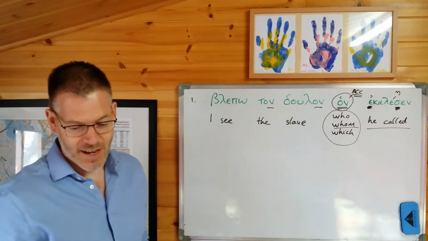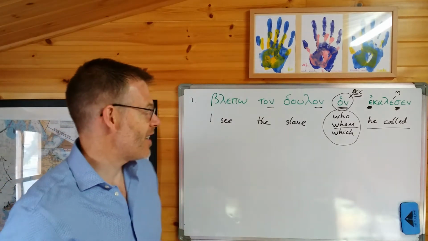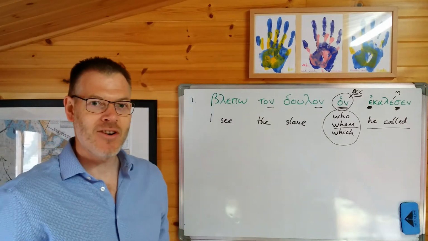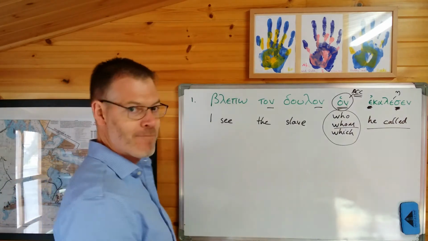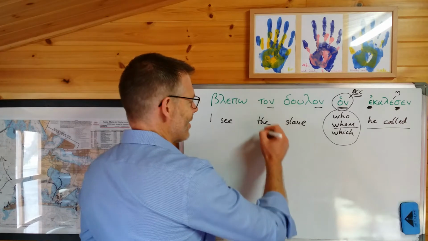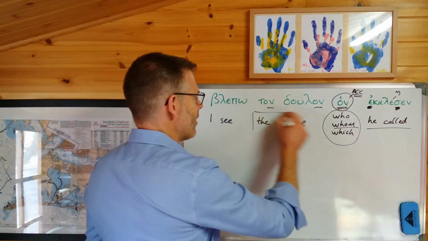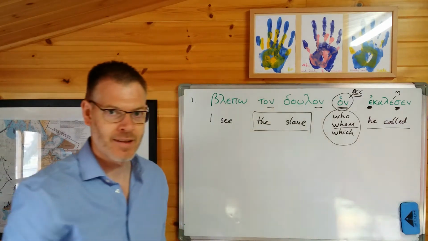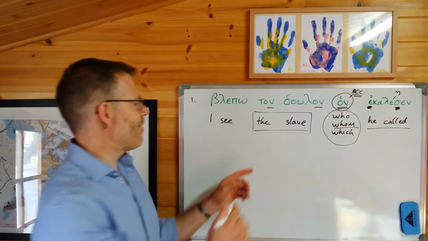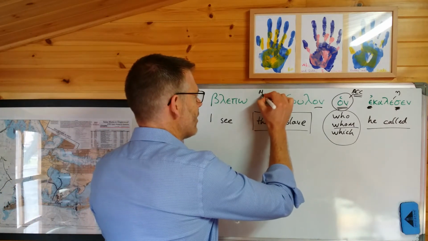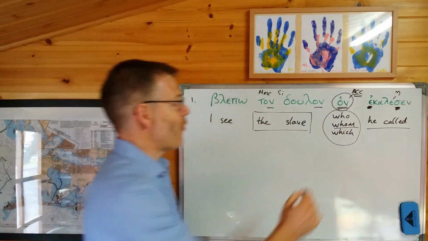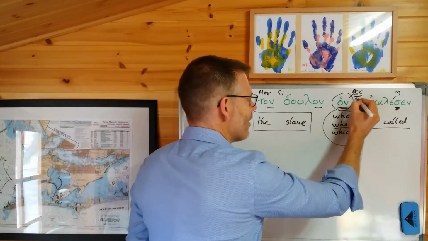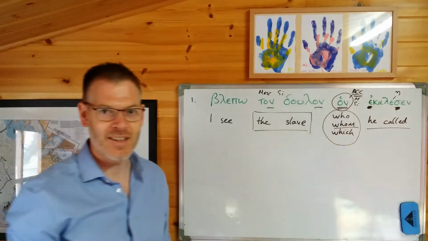Now, as Duff points out, we're on page 114, the relative pronoun also has to match with its antecedent. And the antecedent, in this case, is the slave. And the slave is masculine and singular. And therefore this is going to be masculine and singular too.